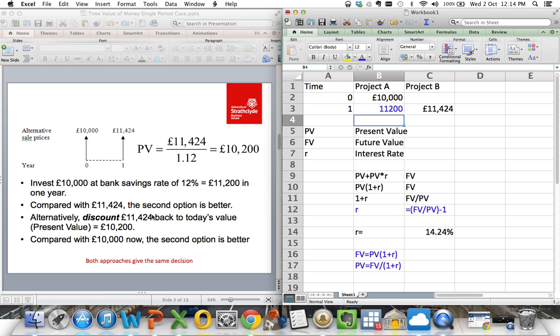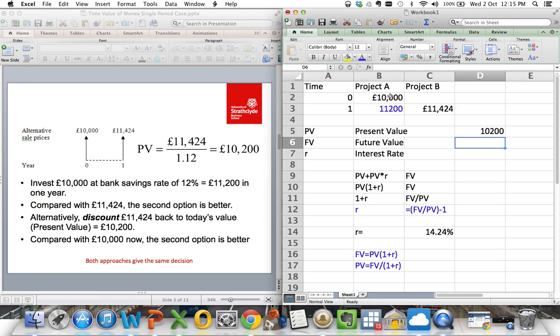We could actually discount it back to time 0, and we would use this formula here. So I'm just going to use that here. So the present value is equal to the future value divided by 1.12, because we're using 12%. That comes out to be 10,200. So we're comparing 10,000 today for Project A with 10,200 for Project B. Again, Project B is better.